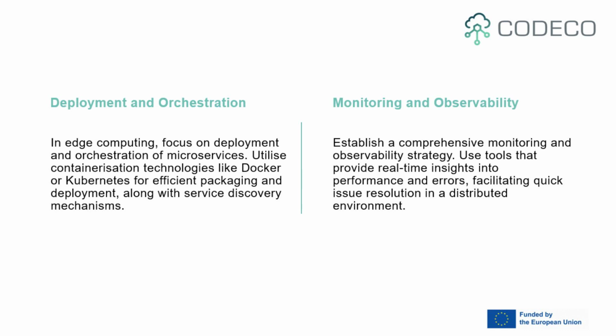8. Monitoring and observability. Lastly, establish a robust monitoring and observability strategy for your microservices. Use tools and frameworks that provide real-time insights into the performance, availability, and errors of your microservices. This helps in identifying and resolving issues quickly in a distributed environment.